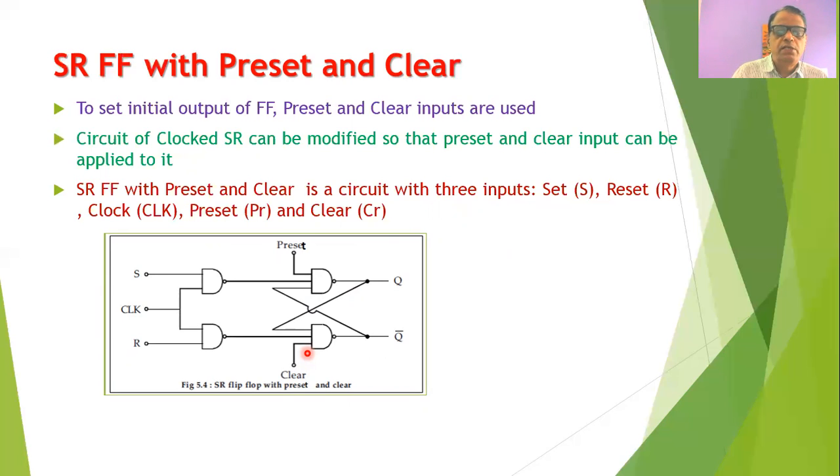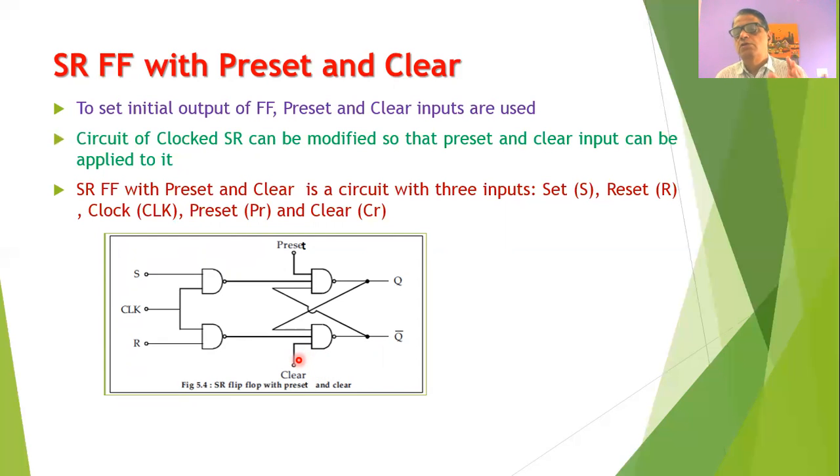So by making use of this preset and clear, we can set the initial output for the flip-flop. Say for example, when preset is equal to 0, then the output of this gate will be equal to 1, because we know that when any one of the inputs of the NAND gate is equal to 0, then 0 into anything is 0, and its complement will be the output, that is 1. So whenever you want to set the output Q equal to 1, you can apply 0 to the preset input. Whenever we apply 0 to the clear input, then the output Q bar will become 1 and Q will become 0. That is, whenever we want to reset the output Q equal to 0, you need to apply 0 to the clear input of the SR flip-flop.